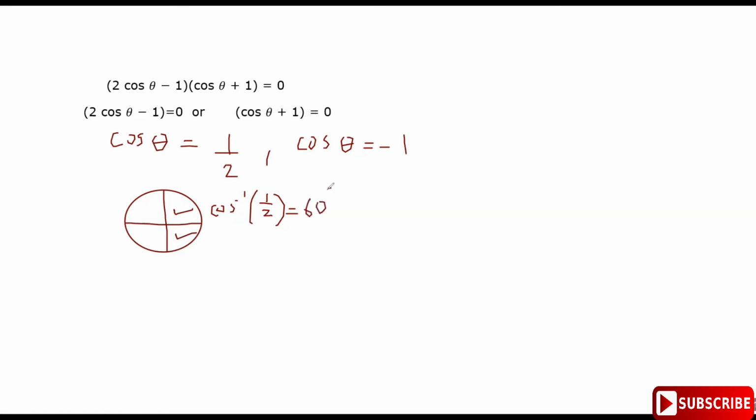And so the angle in the fourth quadrant is going to be 360 minus the angle in the first quadrant, which is 300 degrees. So a part of the solution we're getting so far is that theta is equal to 60 degrees. That's one possible answer for theta. And another possible answer is 300 degrees.